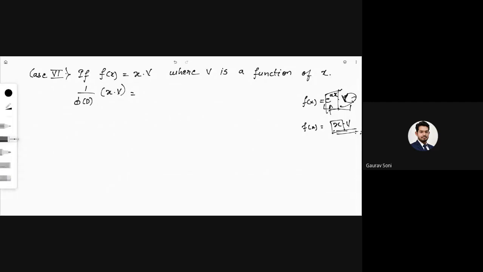And what does rule number 6 say? Rule number 6 says that if f of x is equal to x into v, then 1 upon phi of D x into v is equal to x minus phi dash of D upon phi of D, bracket complete, 1 upon phi of D acting on v.